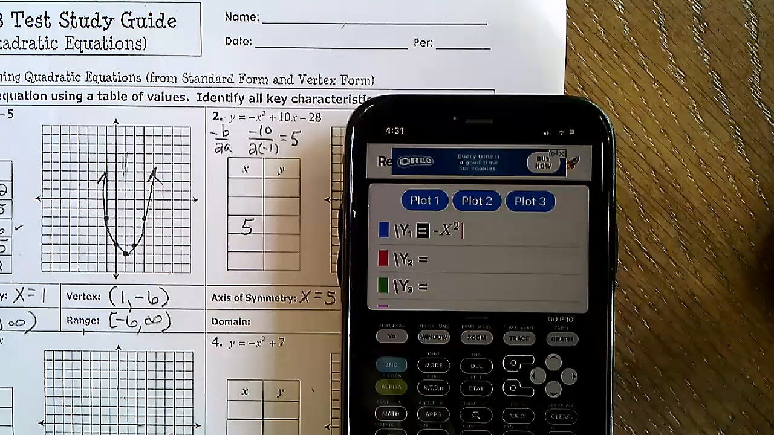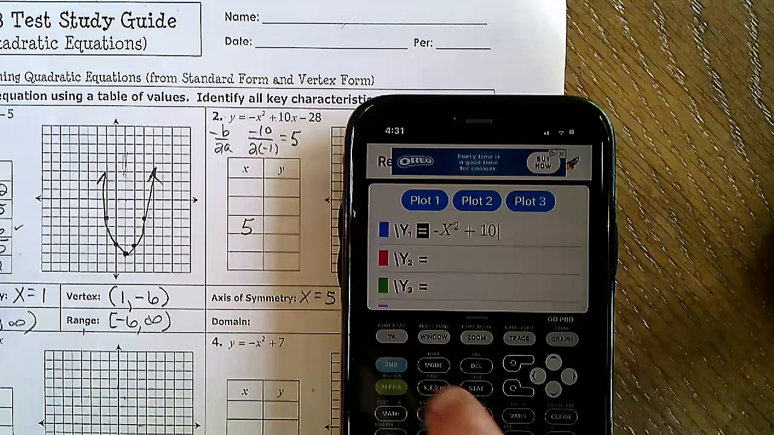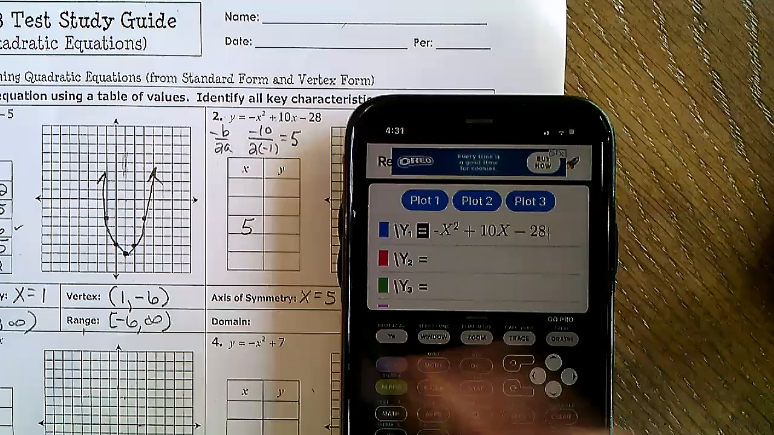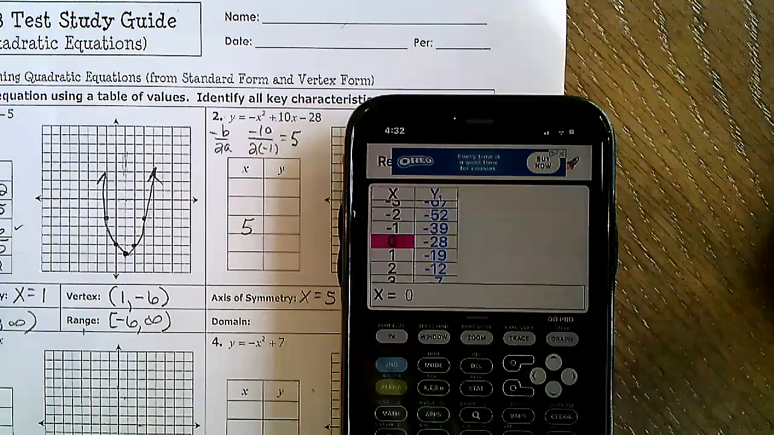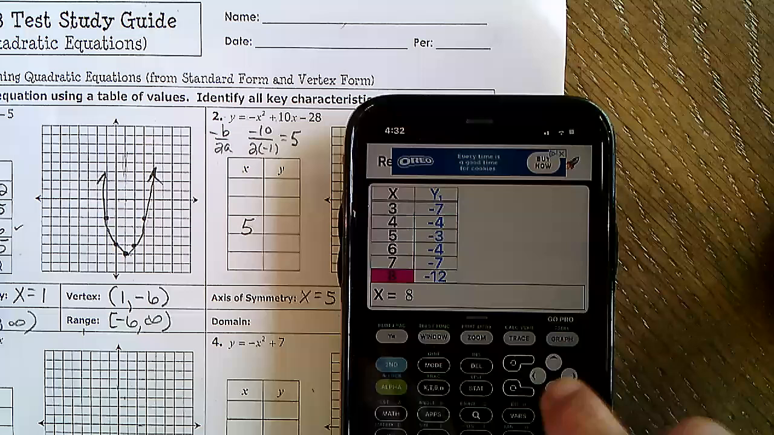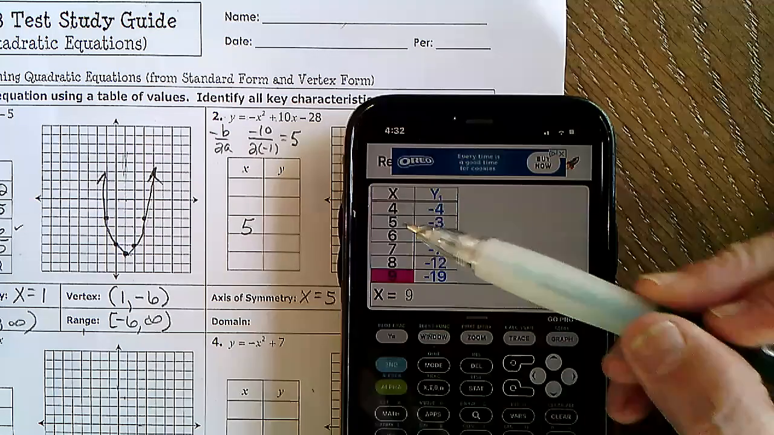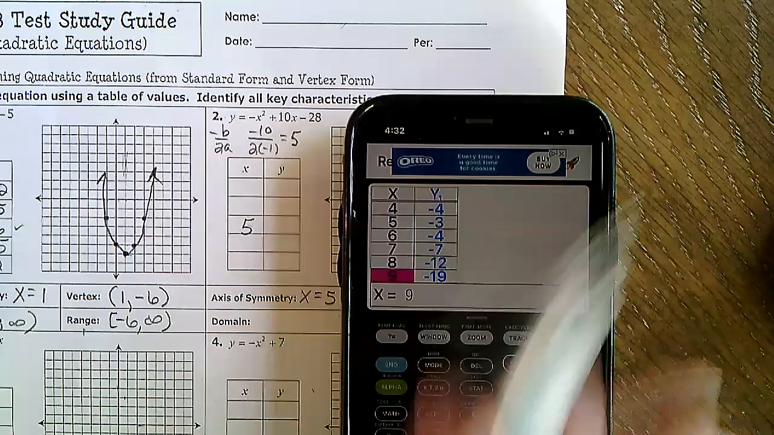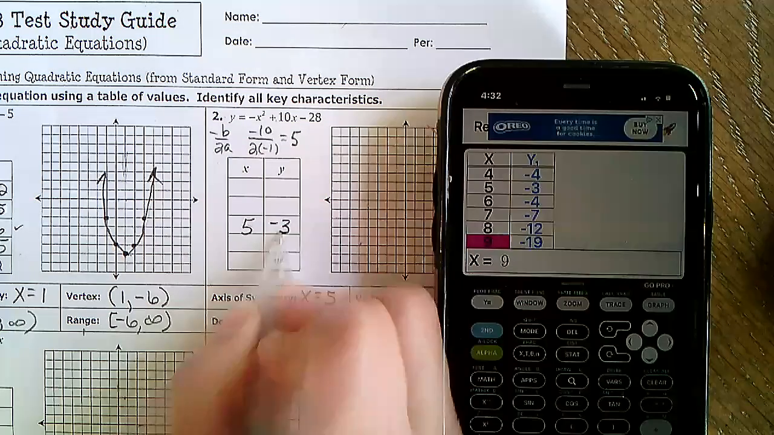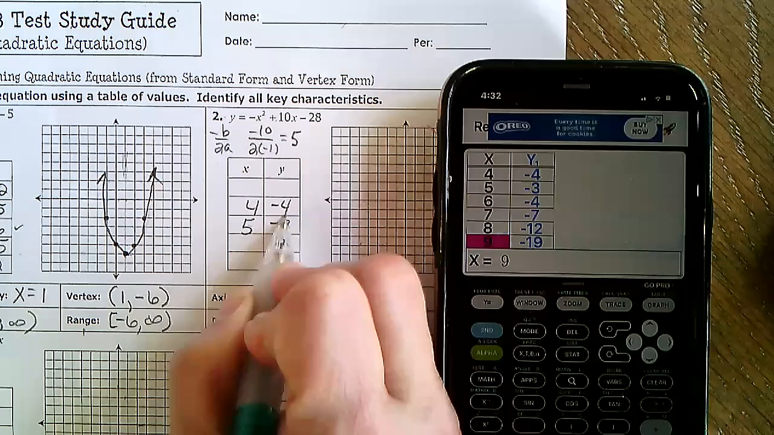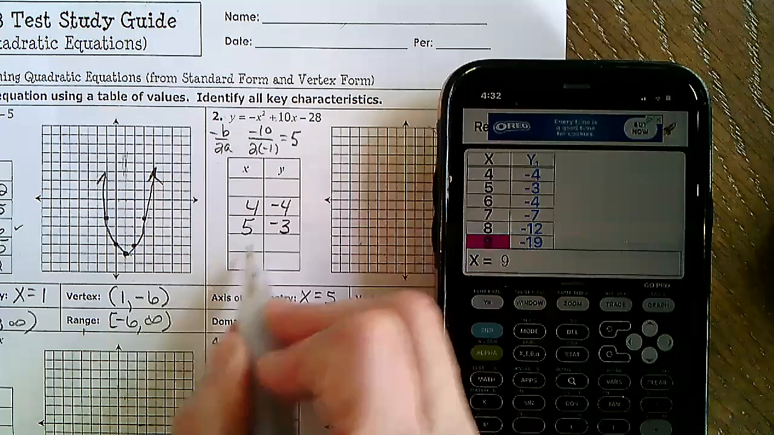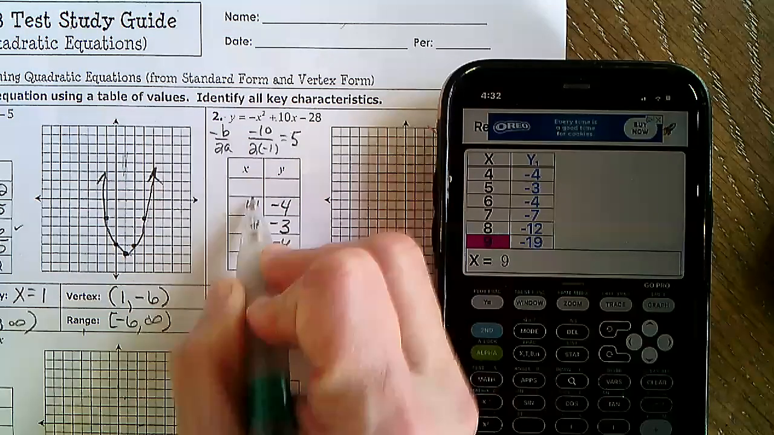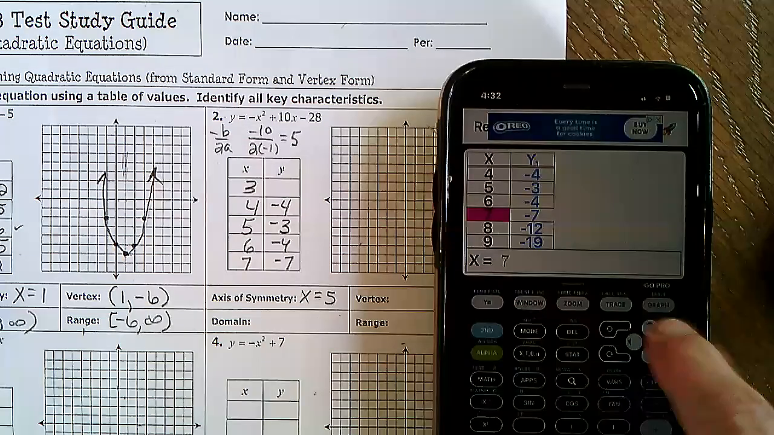Well, if you just put the equation in, negative x squared plus 10x minus 28, and you go to your table, where you see a repeat right here, 5, negative 3, and then it repeats on both sides, that is going to be your vertex. So that's 5, negative 3, 4, negative 4, 6, negative 4, 7, negative 7. So then I know that that is going to be 3, negative 7.